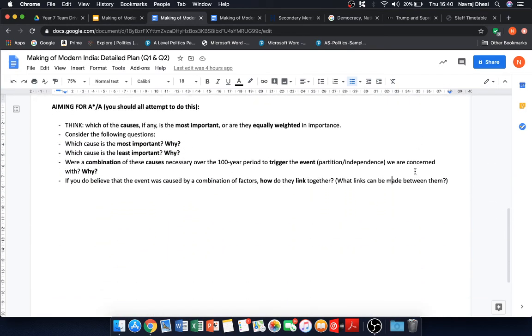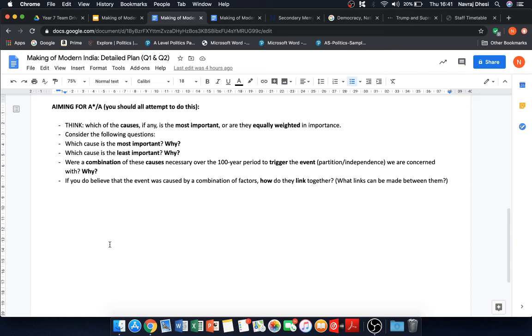Now, if you're aiming for an A star at A level, I think you should all attempt to do this anyway, because it will help you think about your NEA when it comes to writing them. Think, which of the causes, if any, is the most important, or are they equally weighted in importance? Consider the following questions. Which cause is the most important and why? Which cause is the least important and why?